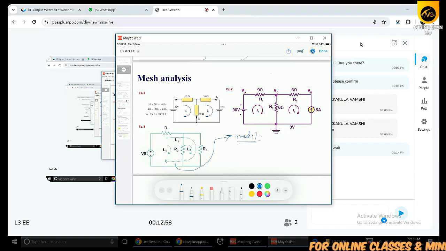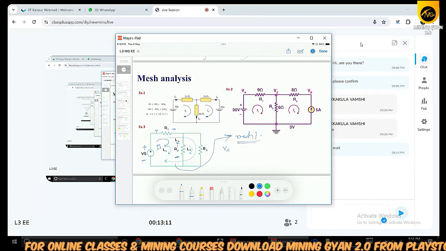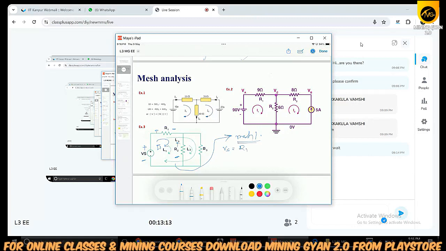So how to write plus and minus? If current is flowing in this direction, I1, there will be plus and minus. So for mesh number 1, the KVL equation will be Vs equals R1 I1 minus R2 (I1 minus I2), equation number 1. Now if you consider mesh number 2, how to write the equation?